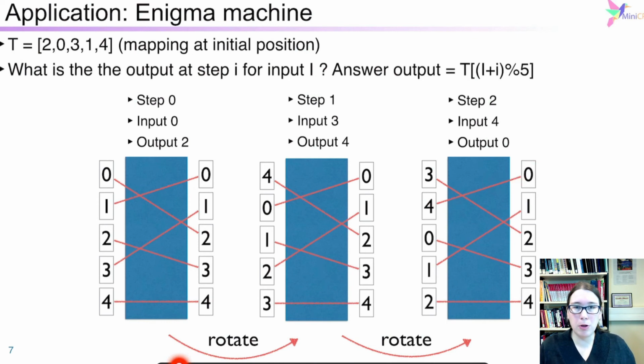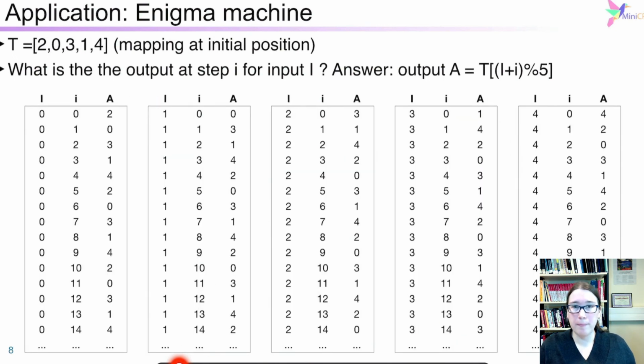And so how do we model this as a table? You can just list all the solutions. You just enumerate all the values for all of the inputs and compute what the correct output is, and you have your table. And now you can input it into a CP model to solve the Enigma machine.